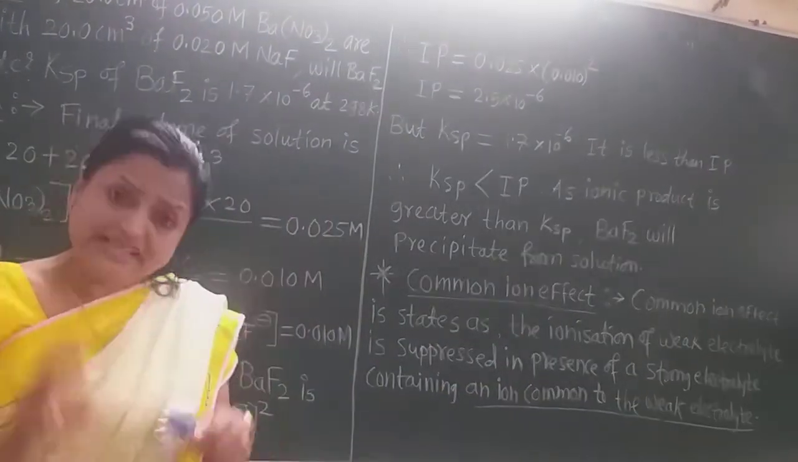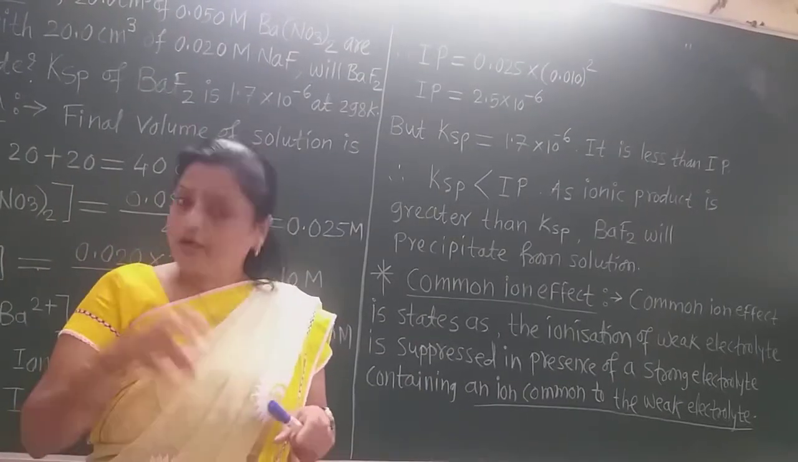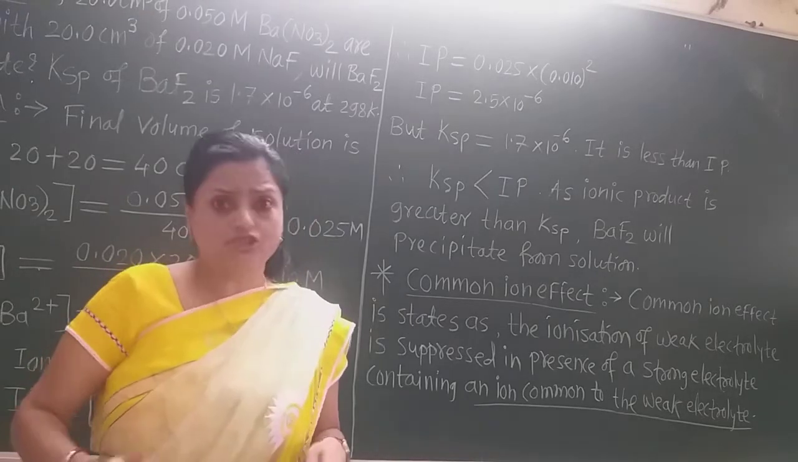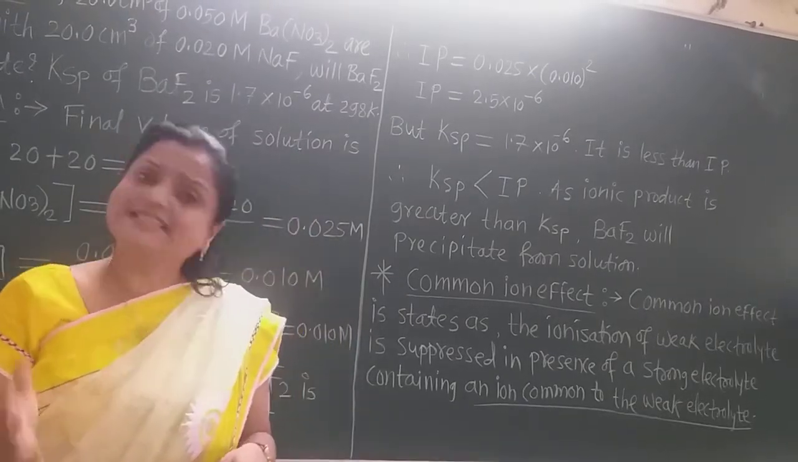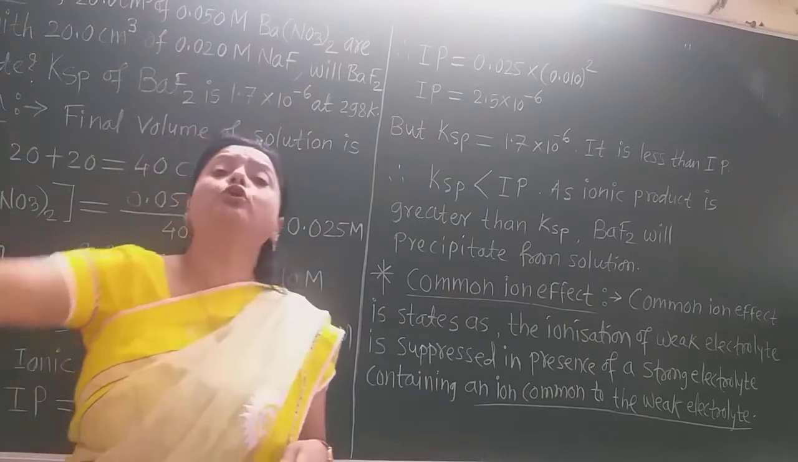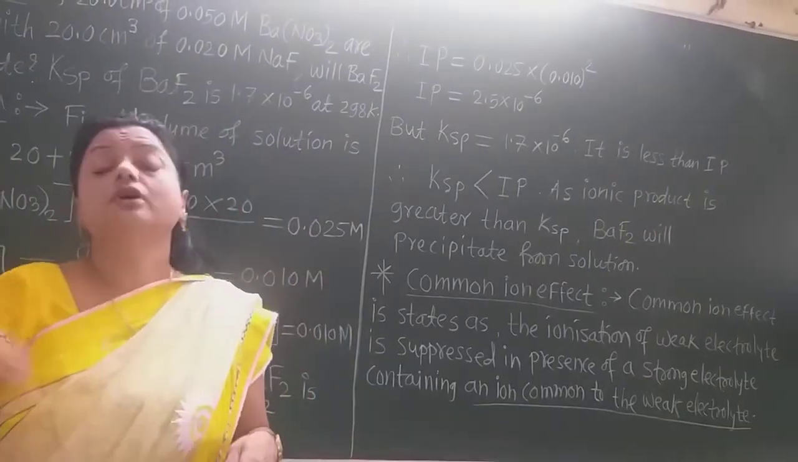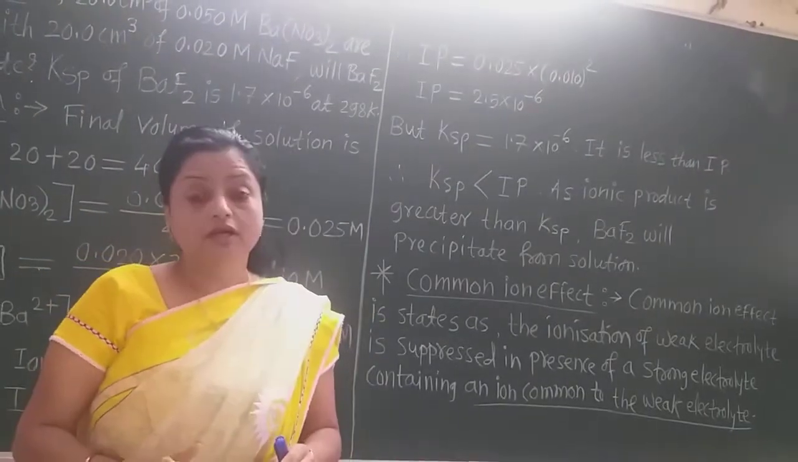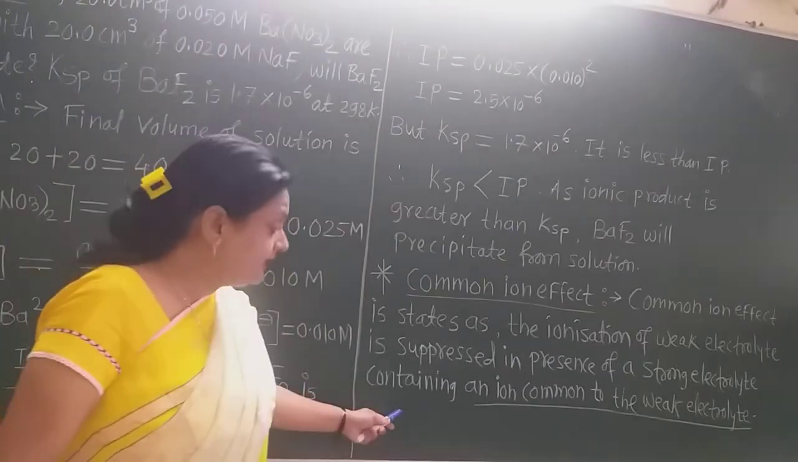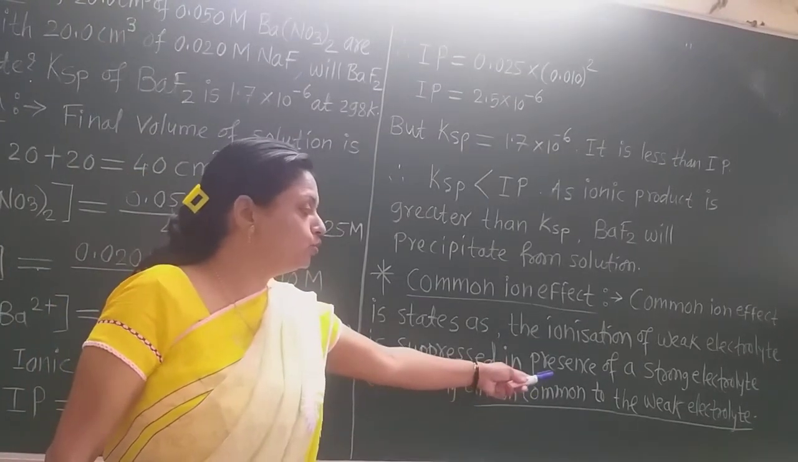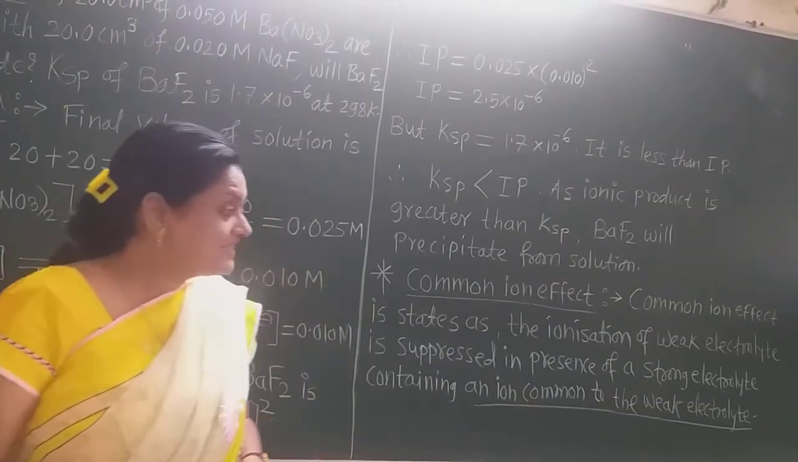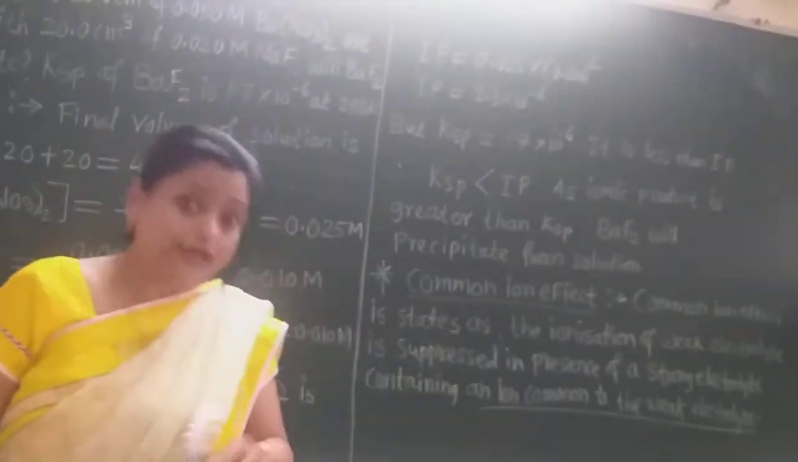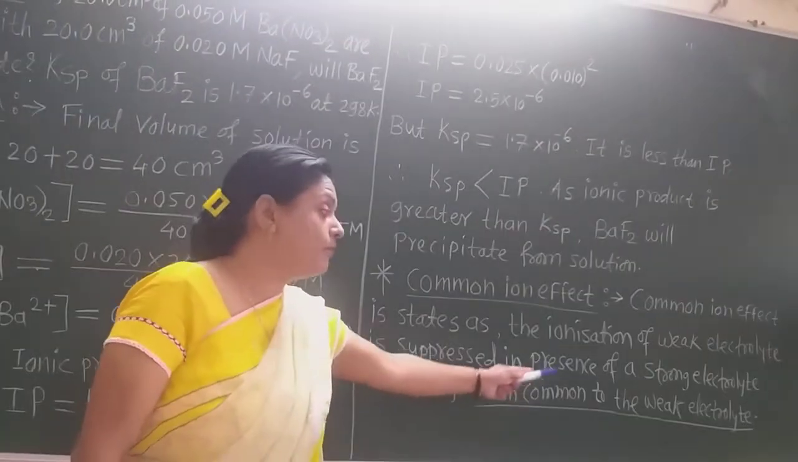That means if we mix a weak electrolyte and a strong electrolyte, then the ionization of the weak electrolyte becomes suppressed or decreased. Already the ionization of a weak electrolyte is less, but if we add the strong electrolyte into that, its ionization becomes less and less, it gets suppressed. But what is the condition? Containing an ion common to the weak electrolyte. That means the ionization of the weak electrolyte is suppressed in the presence of the strong electrolyte containing an ion common to the weak electrolyte.